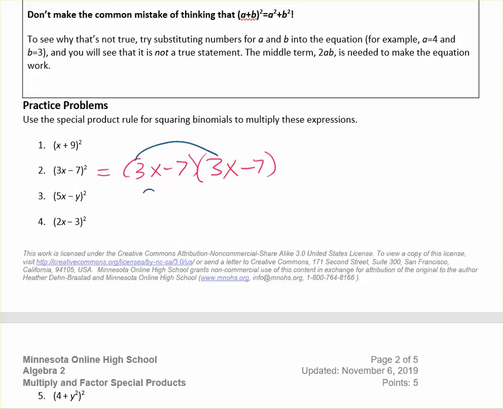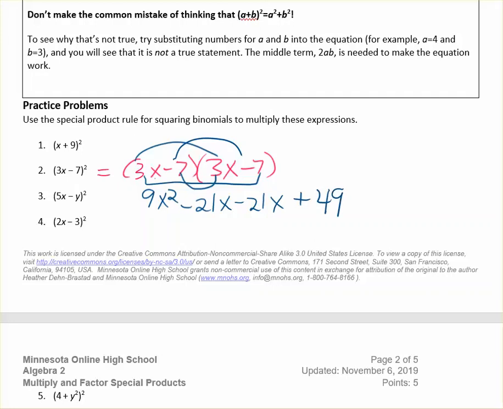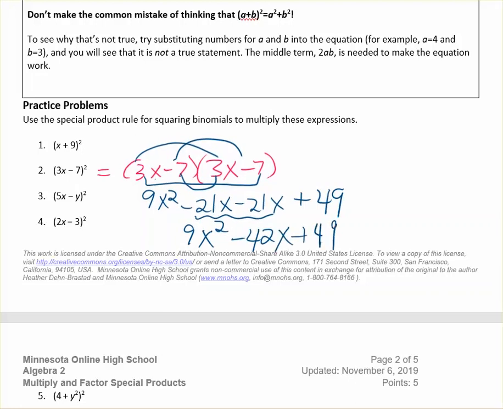3x times 3x is 9x squared because 3 times 3 is 9. Then we do the outer. 3x times negative 7 is negative 21x. And then the inner is negative 7 times 3x, which is also negative 21x. And then the last term times the last term, negative times negative, is positive 49. And then we can combine our middle term and get 9x squared minus 42x plus 49. And that's our solution. Or we can use the formula.